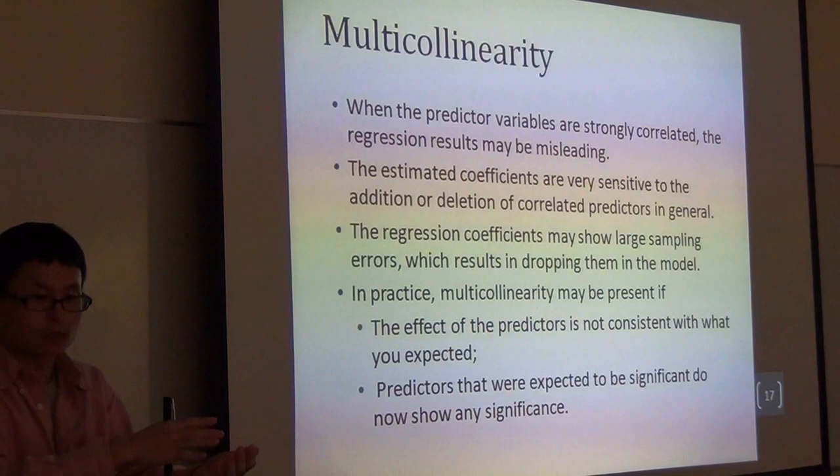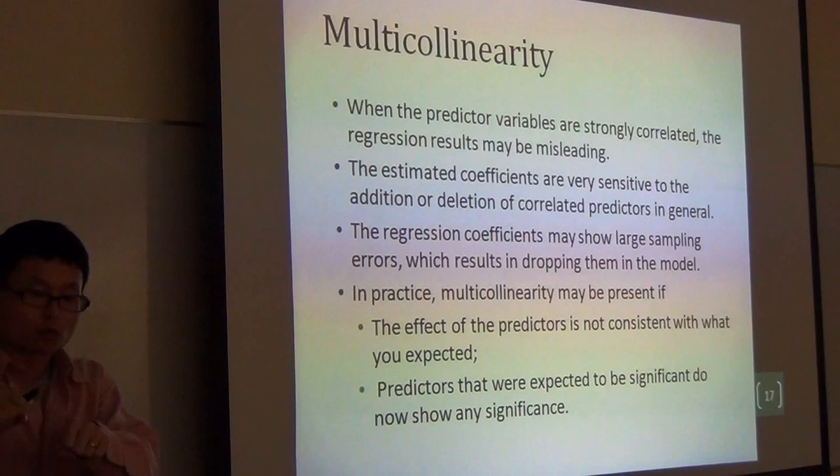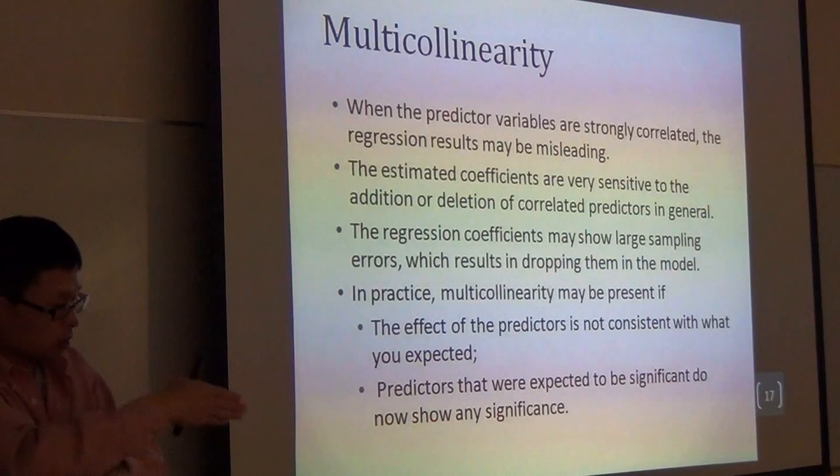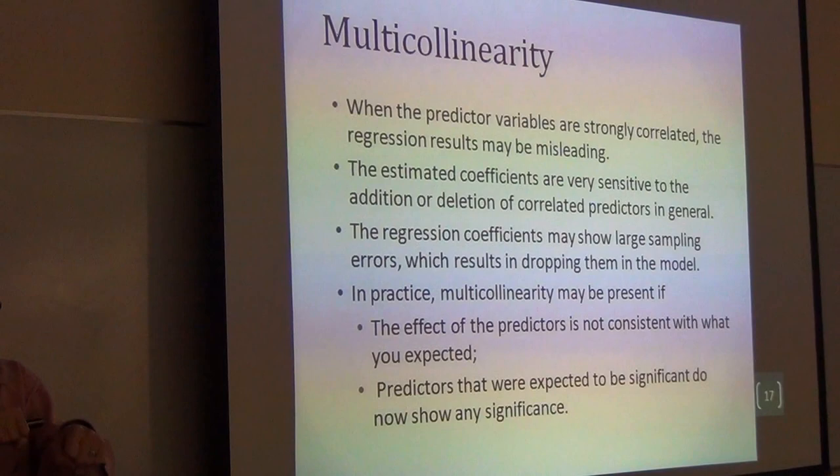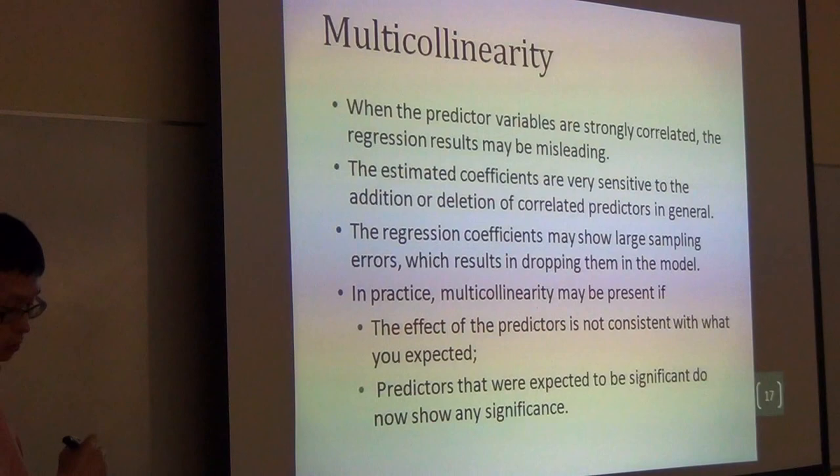But in fact, if you put each variable in separately, it's strongly associated with our response variable, so they must be significant. But if you put highly correlated variables in at the same time, sometimes the p-values are so large that you may drop one or both of them from the model. So then your final conclusion may be incorrect.